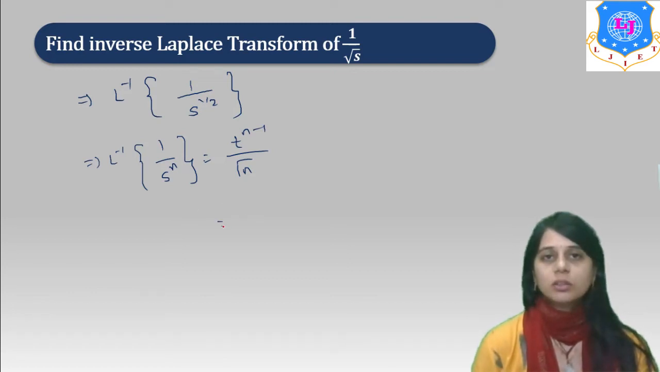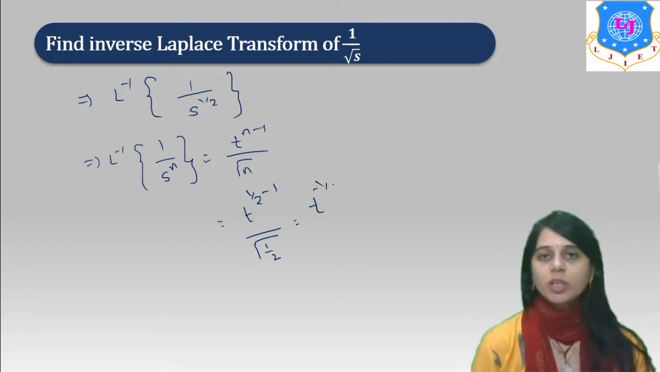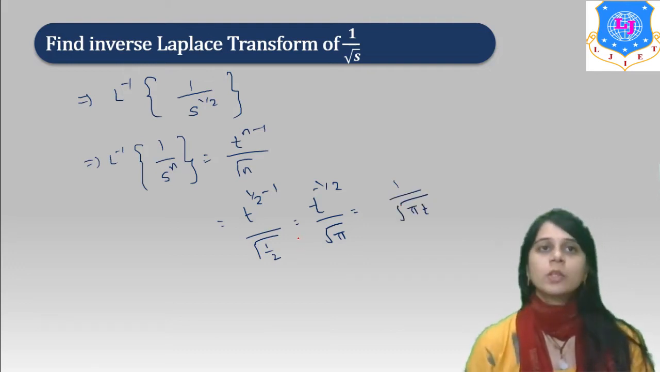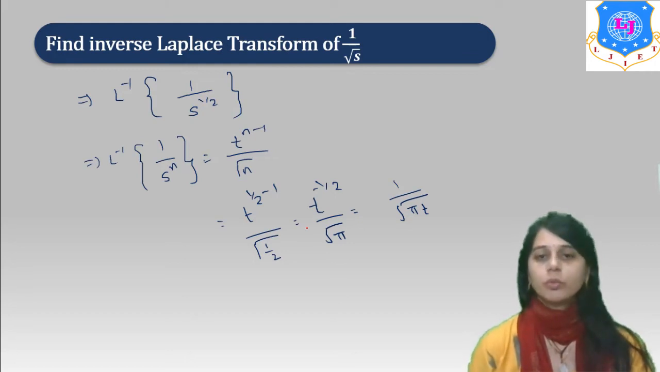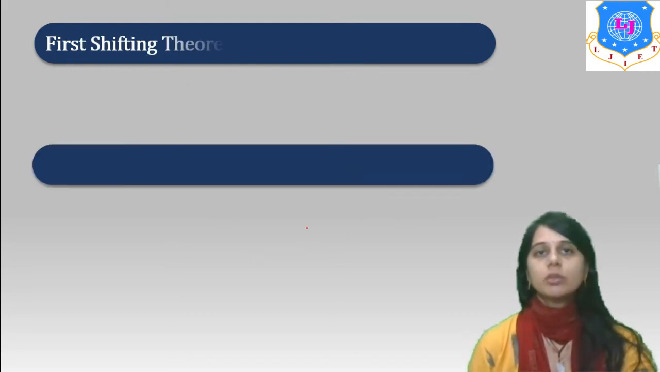What is the answer? S raised to 1 by 2. T raised to, what is n? N is 1 by 2, so t raised to 1 by 2 minus 1 upon gamma 1 by 2. 1 by 2 minus 1 is t raised to minus 1 by 2, and gamma 1 by 2 is under root pi. So, answer is 1 upon under root pi t. Okay. So, this is the inverse Laplace transform of 1 upon under root s.